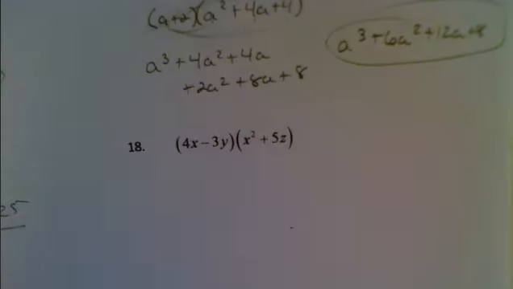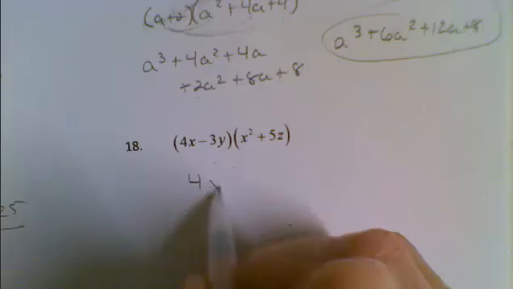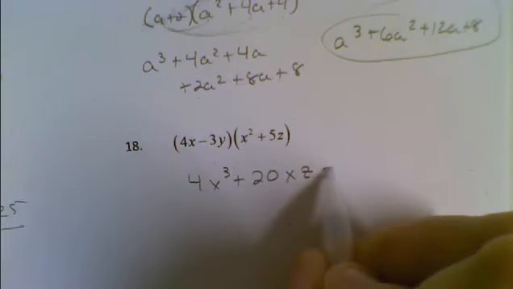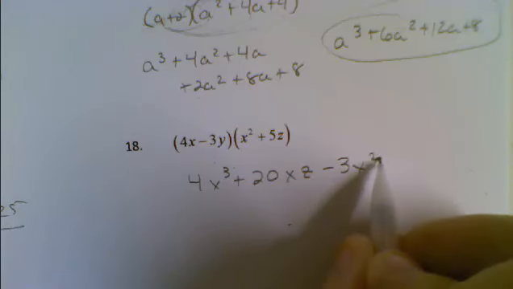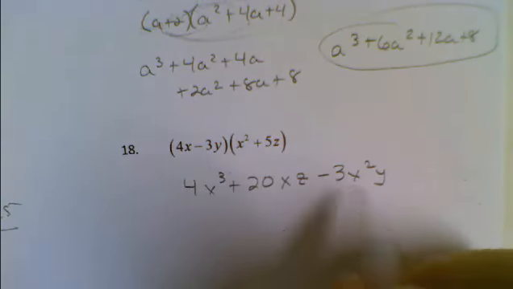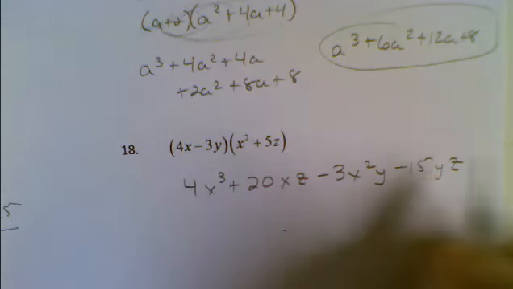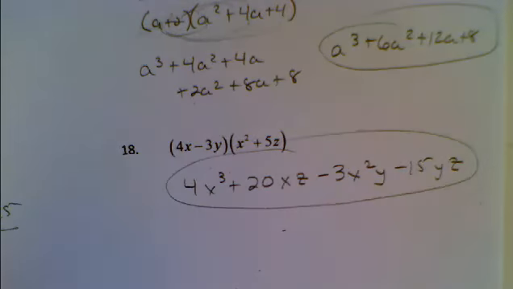All right, 18. Distributing that, I get 4x to the third, 20xz, negative 3x squared y. It doesn't really matter the order you write those in. And then negative 15yz. Can't put any of those together. None of those are like terms.